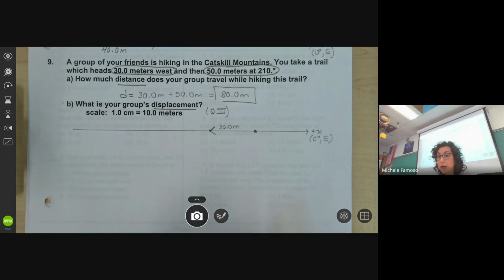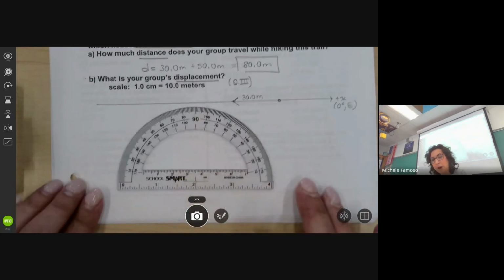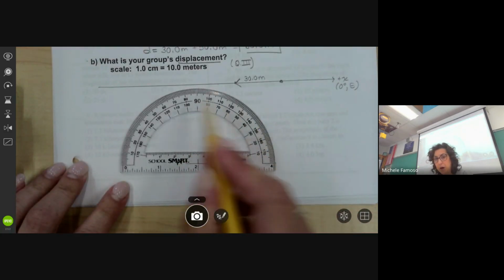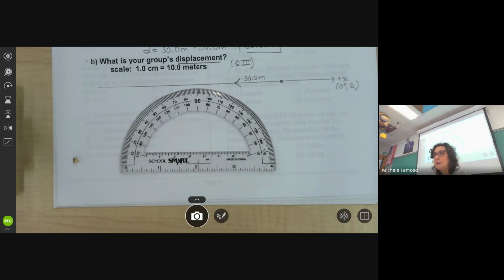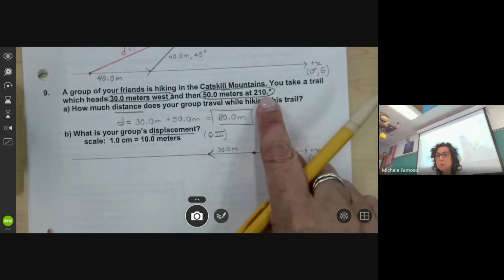We don't have to put the direction because it's to the left, which is opposite of what we drew as our reference, east, left. Now we have to go 210 degrees. We have a little issue with our protractor. All of our protractors only go from 0 to 180. This is beyond it by how many degrees? 30.